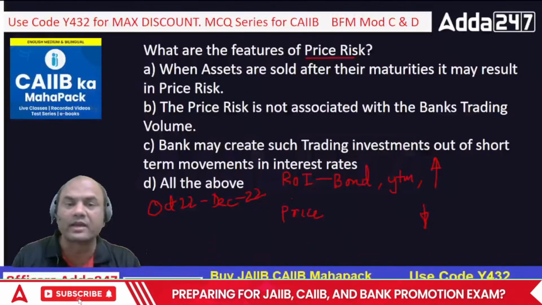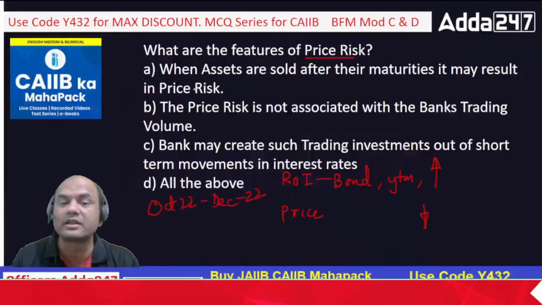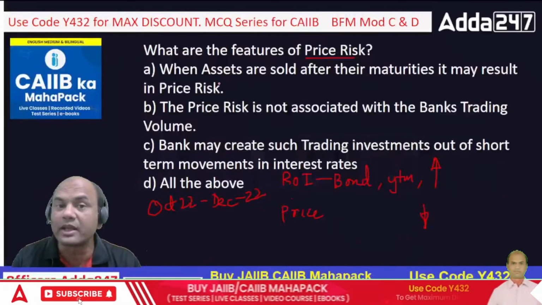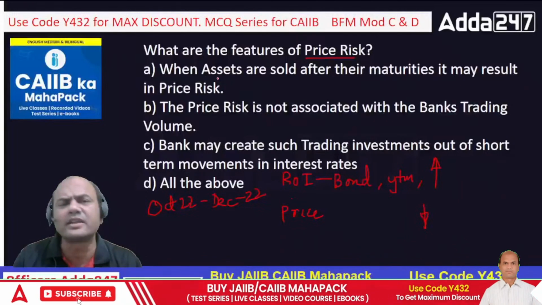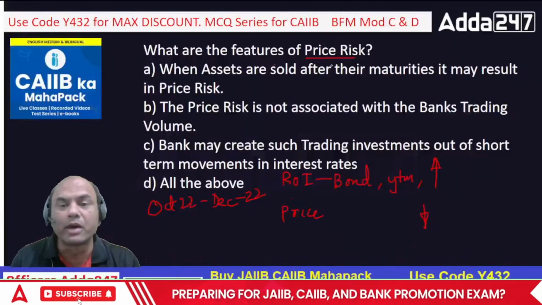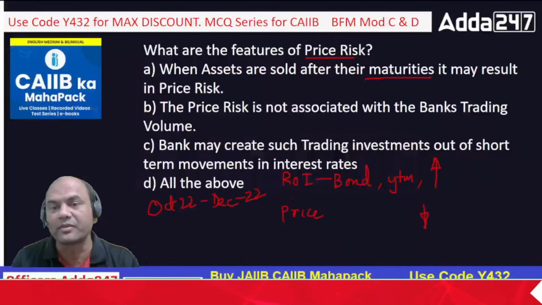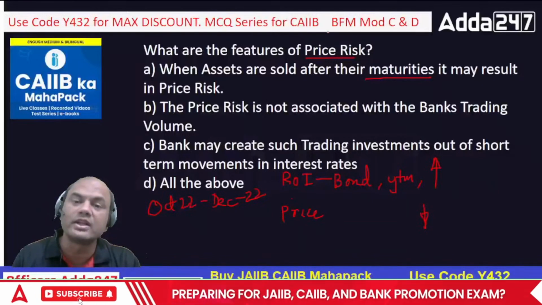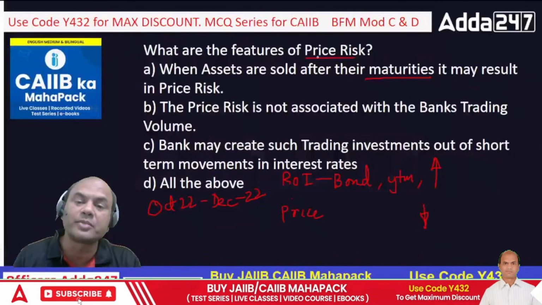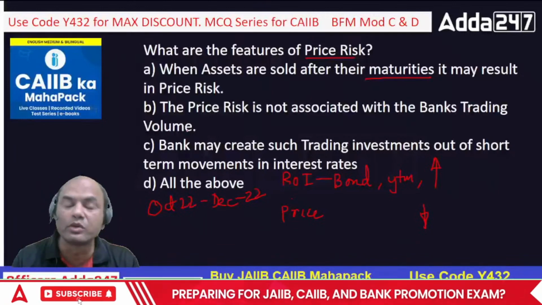So coming back, what are the features of the price risk? When the assets are sold after their maturities, it may result in the price risk. Means if I am holding some bonds with me, somebody else has sold it to me, and I am holding. It's like the FD. Some bank has given me that FD. I am holding that FD with me, but I am selling it after the maturity. Means I am going to the bank 2 months after the maturity. So is it a price risk, or will it result in the price risk? Now forget FD, think about the bond, same logic.